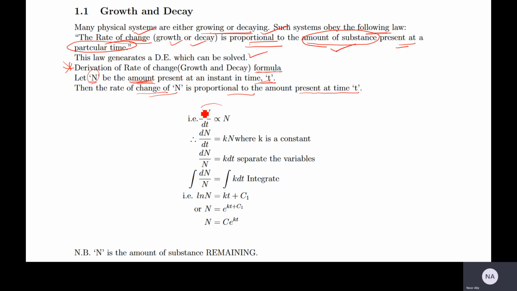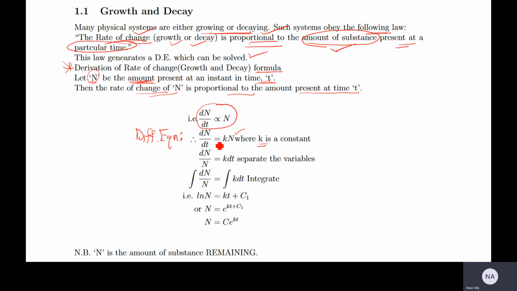That is, the rate of change dN/dt is proportional to N. Introduce your constant k: dN/dt = kN, and this is your differential equation. Now think carefully. dN/dt is equal to k times N. We know that k is a constant, so it's dN/dt, and we have N on the right-hand side. This is a differential equation.